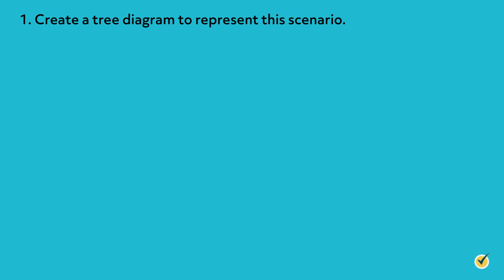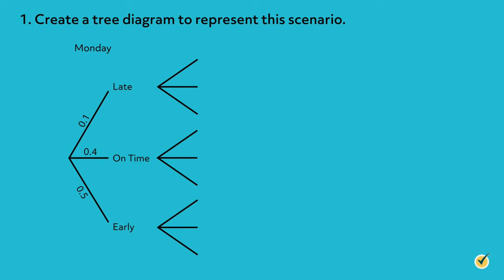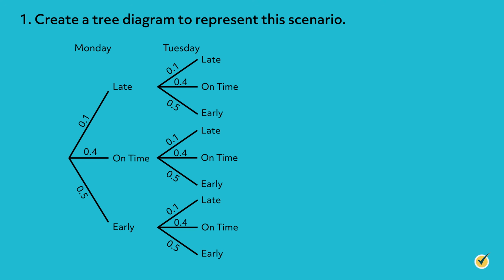Create a tree diagram to represent this scenario. Start by drawing branches to represent the first set of events in the scenario. On Monday, the train could be late, on time, or early. Next, label the branches with their corresponding probabilities. From here, draw another set of branches for the second set of events in the scenario. On Tuesday, the train could be late, on time, or early. Next, label the second set of branches with their corresponding probabilities.